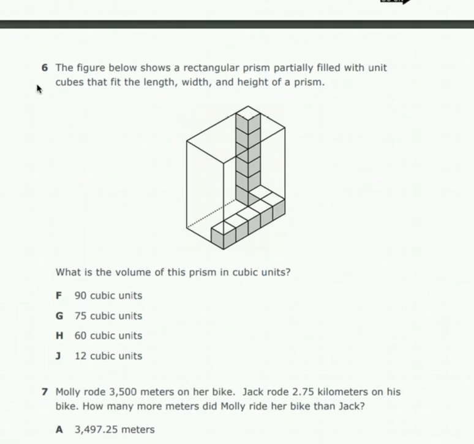Question 6. The figure below shows a rectangular prism partially filled with unit cubes that fit the length, width, and height of a prism. What is the volume of this prism in cubic units? F. 90 cubic units. G. 75 cubic units. H. 60 cubic units. J. 12 cubic units.